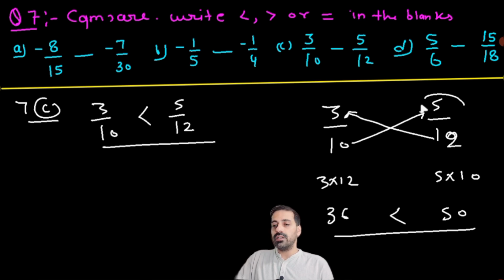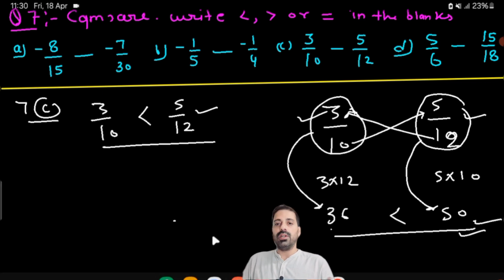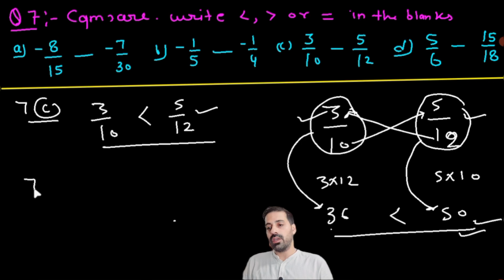So my dear students, this number is greater here, because we have this number and below it the value is 50, and we have this rational number and below it we have this value. So we can say that the value of this is this and the value of this is this. So this value is greater, that is why this number is greater. Is it clear to everyone? Okay, now move to the next part of this question, 7D.